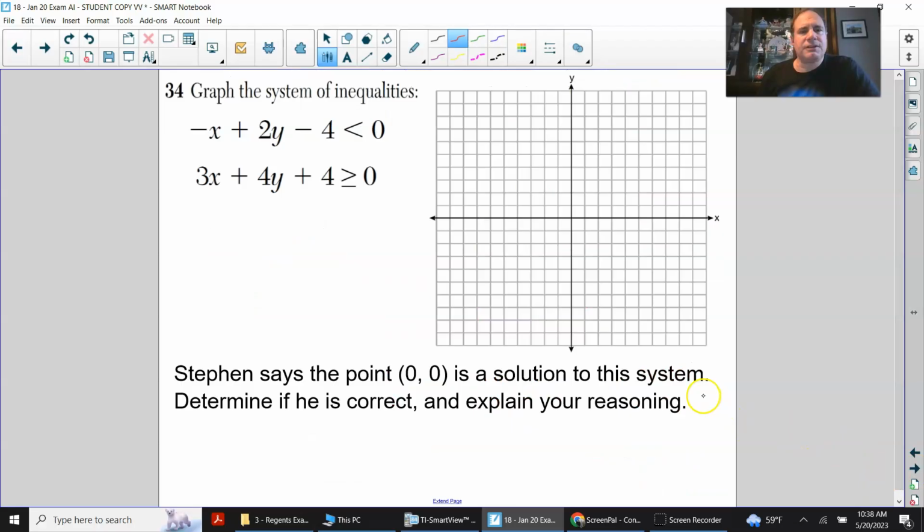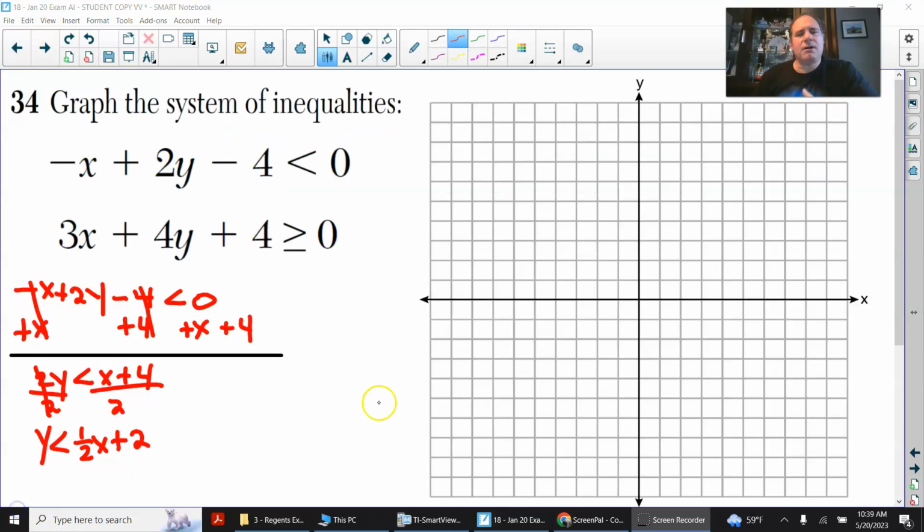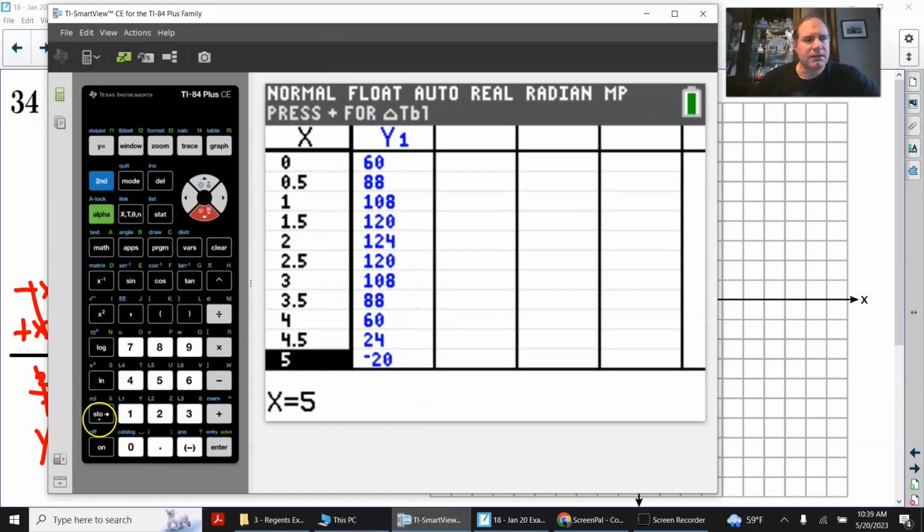All right. So it says graph the system of inequalities on this graph. And Stephen says that the point (0, 0) is a solution to the system. We'll worry about that after. So I took that first inequality and just went ahead and solved it for y. Remember, you can't graph anything that is not solved for y.